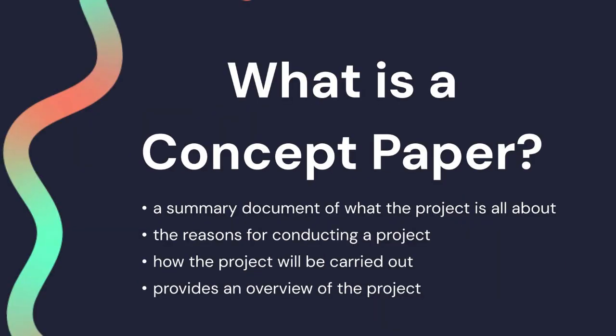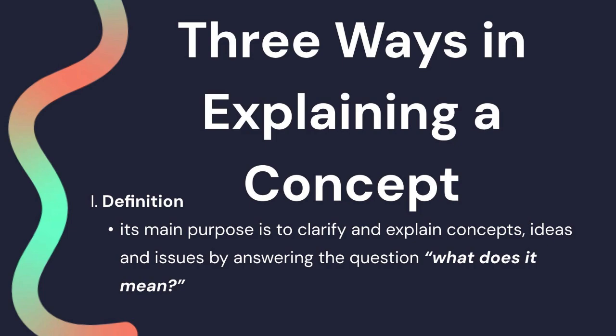What is a concept paper? A concept paper is a summary document of what the project is all about, the reason of conducting a research project, how the project will be carried out, and provides an overview of the project. There are three ways in explaining a concept paper. First is the definition. Its main purpose is to clarify and explain concept ideas and issues by answering the question, what does it mean?